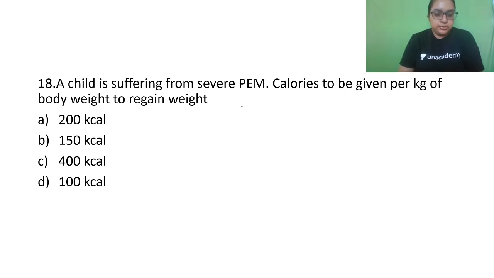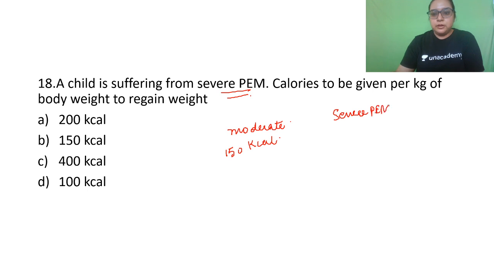Okay, so in this question I'm getting 150 kilocalories as the answer, but the answer is severe PEM. There are two types: when we are talking about moderate PEM, the calories that we start from is 150 kilocalories, but when we are talking about severe PEM, the calories is always 200 kilocalories. Please mark it or write it down somewhere. Yes, Amal has given a correct answer. Very good. The answer is A, that is 200 kilocalories. Is that clear?